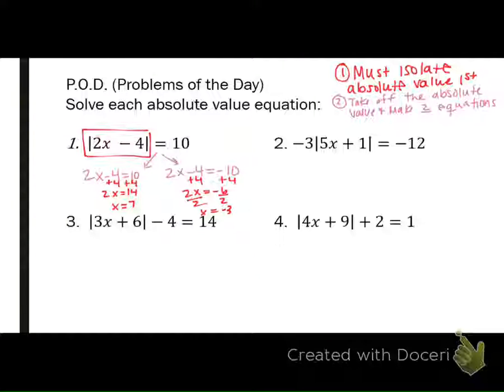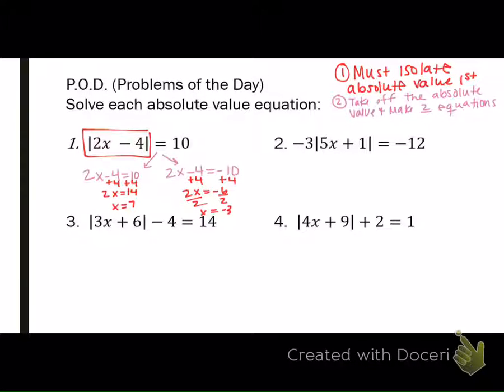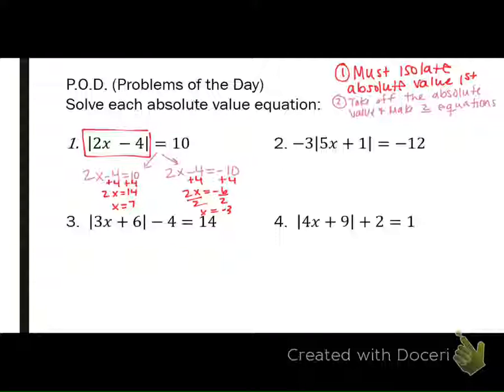So if we were to check this, we would plug in 7 first and see what happens. You must do what's inside the absolute value first. So that would be 14 minus 4 is the absolute value of 10, 10. So that's good. Then we would check the other one.